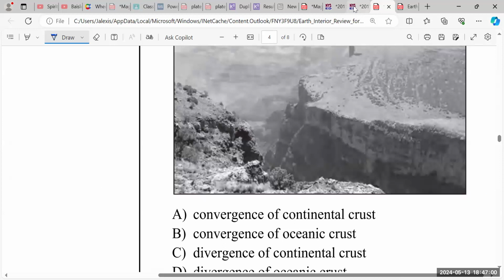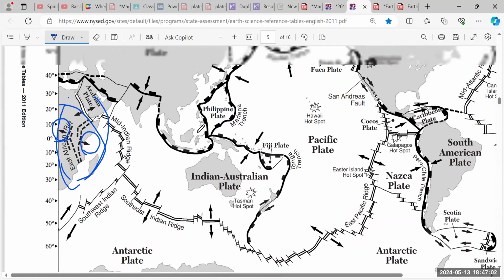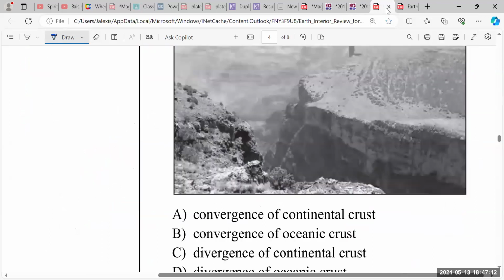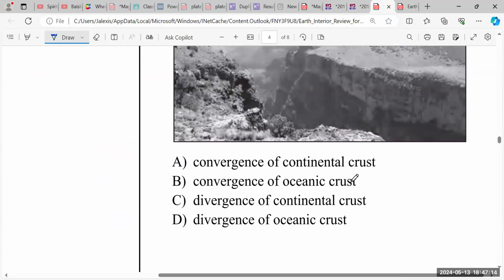Now, the East African Rift Valley is seen on a gray area. You know what that tells me? That gray area represents land, the continents. And so that's why it's going to be divergence, because it's a divergent plate boundary of continental crust, because it's on land. Choice C.